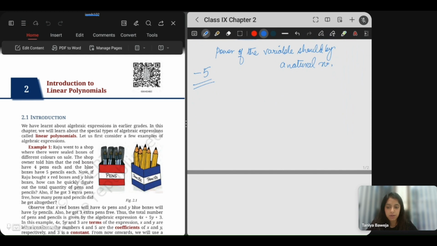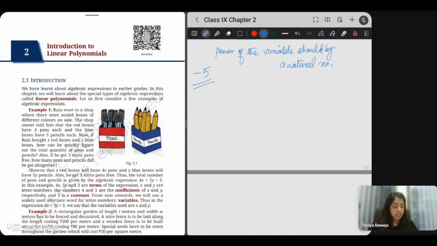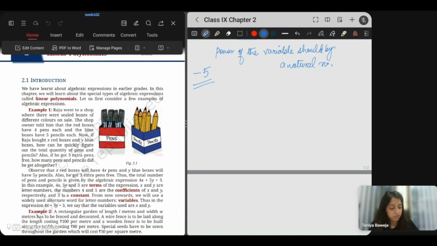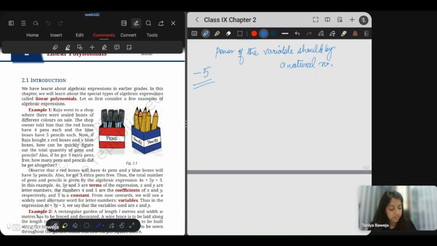In the first example, you are given that there are 4 pens in each red box. So Raju went to a shop where there were sealed boxes of different colors on sale. The shop owner told him that the red boxes have 4 pens each, and the blue boxes have 5 pencils each. So in the blue boxes you have pencils, and in the red boxes you have pens.